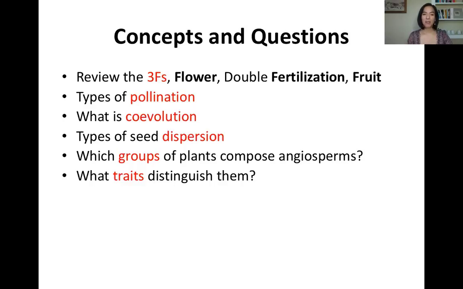We're going to learn about types of pollination. We're going to define coevolution, types of seed dispersion, the groups in plants, in angiosperms in particular, and the traits that distinguish these groups. And we're going to be talking mainly about the two groups in angiosperms.